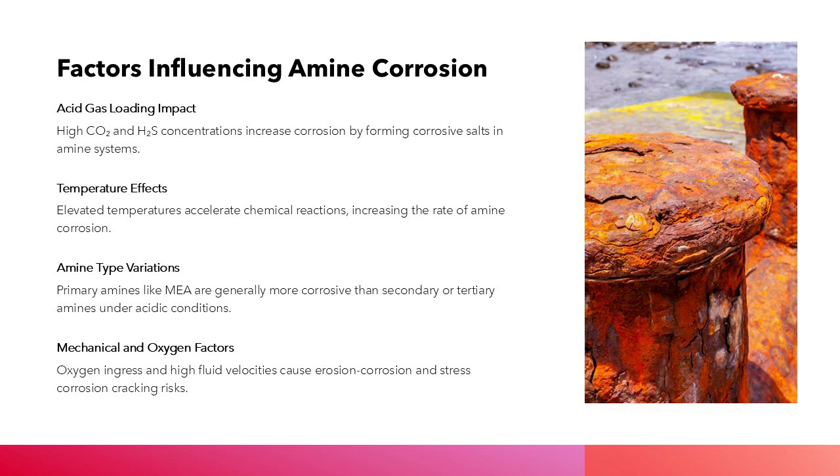Temperature also plays a significant role, as elevated temperatures accelerate chemical reactions and corrosion rates. The type of amine used affects intrinsic corrosivity. MEA, a primary amine, tends to be more corrosive than DEA, a secondary amine, and MDEA, a tertiary amine, although all can become problematic under high acid gas conditions. Degradation products such as heat-stable salts (HSS) and other breakdown compounds significantly increase corrosion potential.